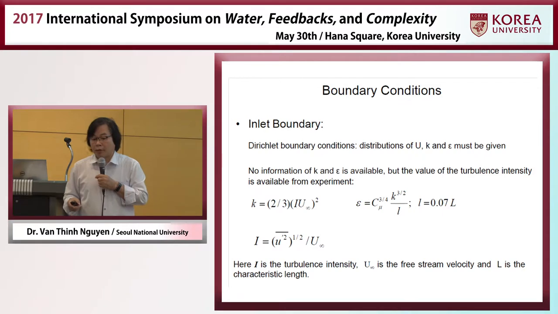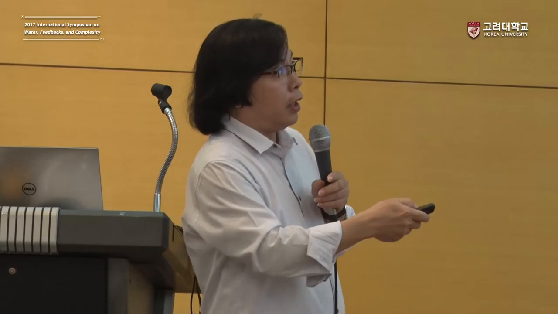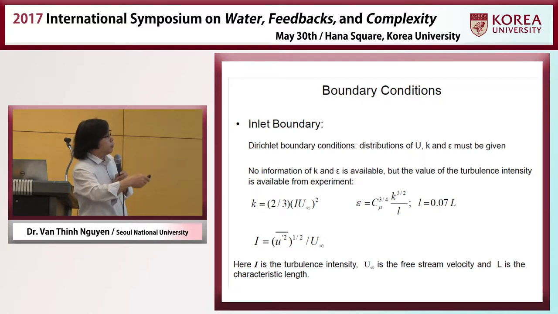The characteristic length is up to your modeling. For example, if I model the flow around a cylinder, my characteristic length should be the diameter of the cylinder. If I simulate a river, my characteristic length is actually the hydraulic radius, but more easily the water depth. If you model flow around a building, what is your characteristic length? The height of the building. It depends on your case, and then you set it up easily.